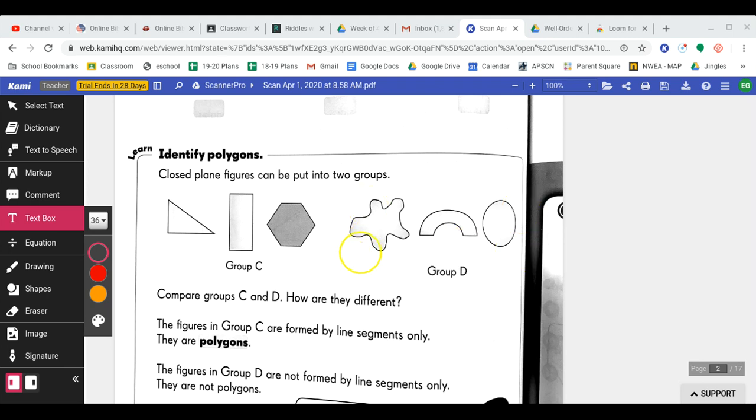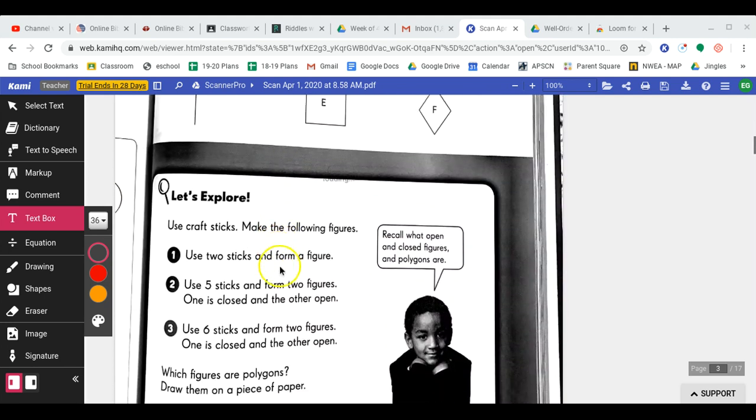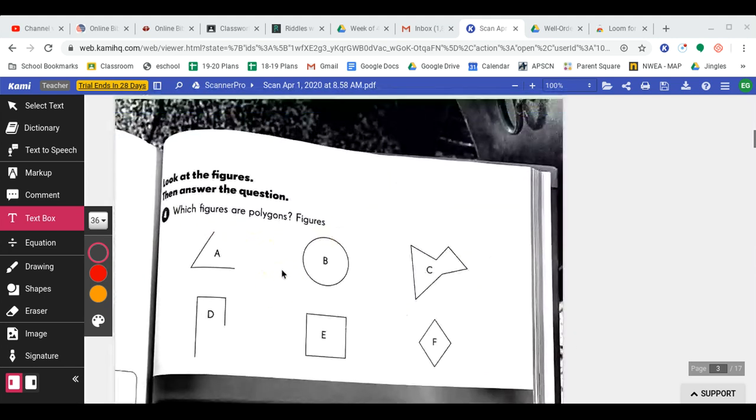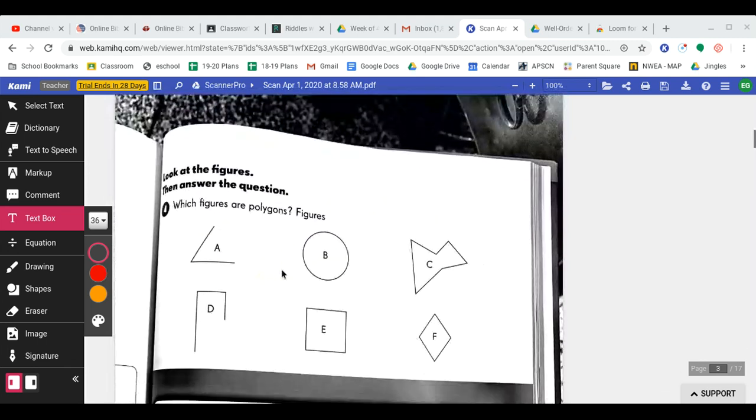Versus this group has several shapes with curves to them. If there is even one curved line, it is no longer considered a polygon. So this circle and this shape, they have only curved lines. Or this one in the middle, that's kind of like a rainbow. It is also not a polygon because even though these are line segments, these are not line segments.